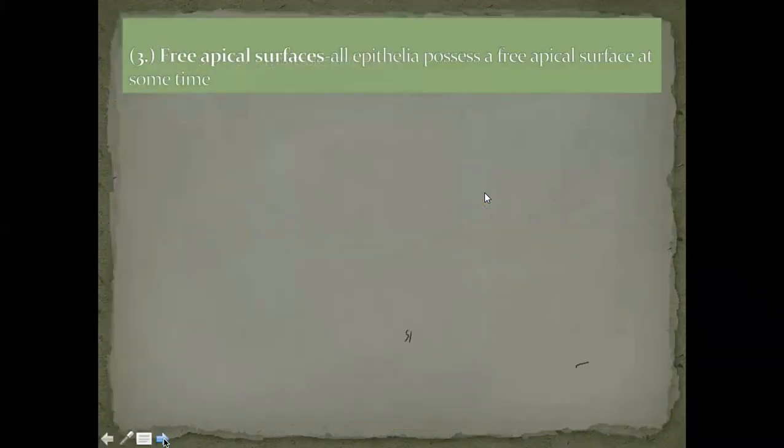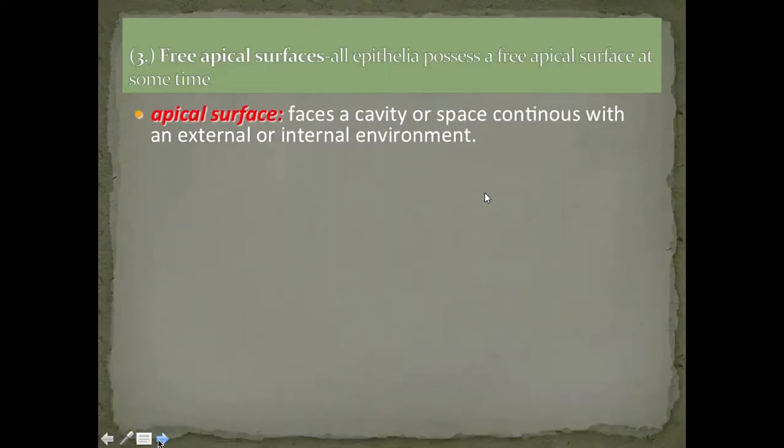The third attribute of an epithelium is that it has a free apical surface. All epithelia possess a free apical surface at some point. It has three surfaces. The first is the apical surface, which faces a cavity or a space continuous with an external or internal environment.